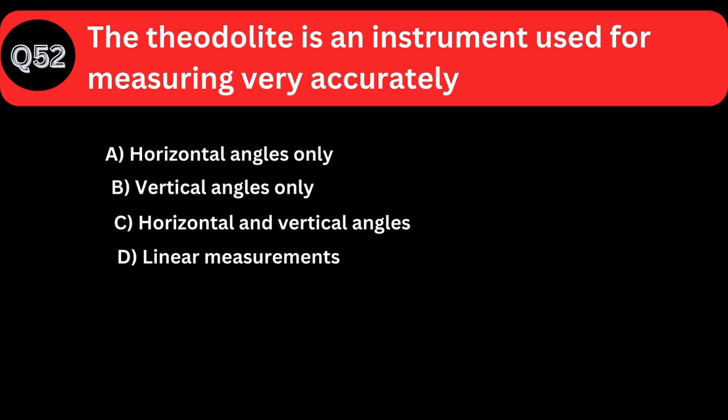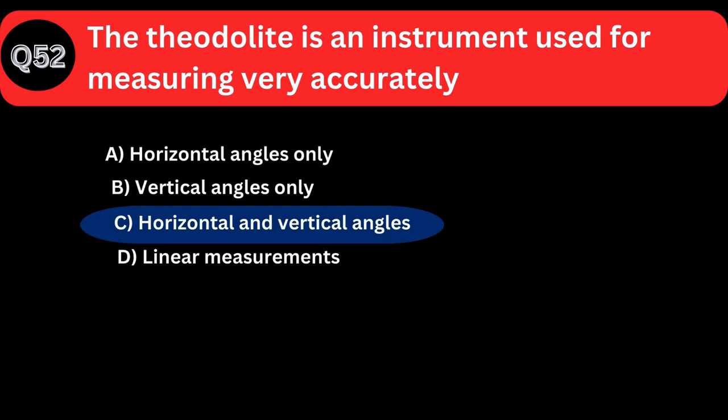The theodolite is an instrument used for measuring very accurately. Options: A. Horizontal angles only, B. Vertical angles only, C. Horizontal and vertical angles, D. Linear measurements. Answer: C. Horizontal and vertical angles.